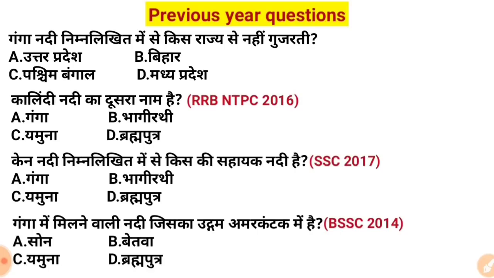The first question is, which of the following states does the Ganga River not pass through? First of all, you should know this. Which states does it pass through? Uttarakhand, second Uttar Pradesh, third Bihar, fourth Jharkhand, fifth West Bengal. So see which one is not there in this. Uttar Pradesh, Bihar, Bengal. This is Madhya Pradesh. It does not pass through here.